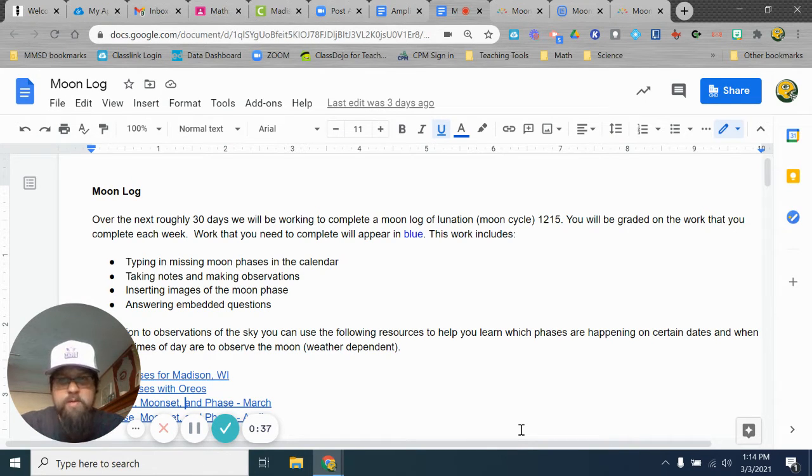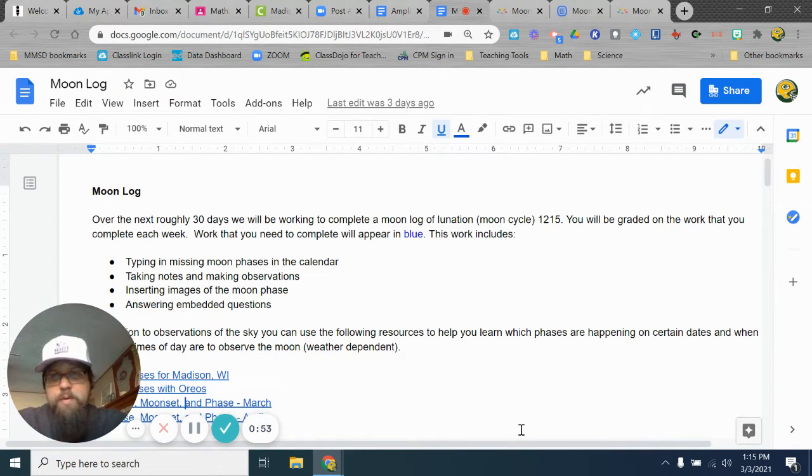All right, so here's what we're going to be doing over the next 30 days. We will be working to complete a moon log of lunation, which means moon cycle, 1215. You'll be graded on the work that you complete each week. Work that you need to complete will appear in blue.